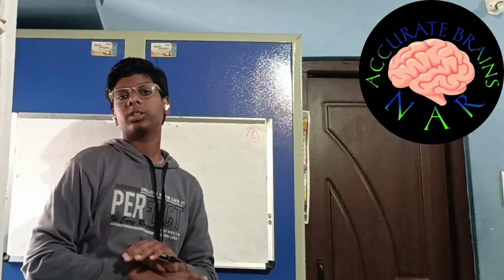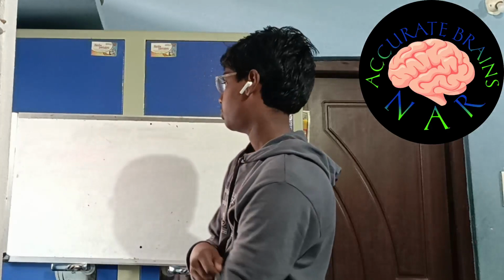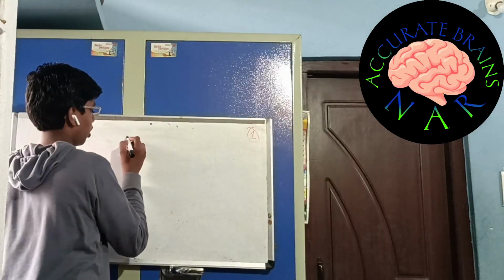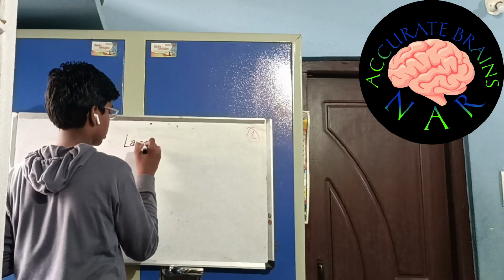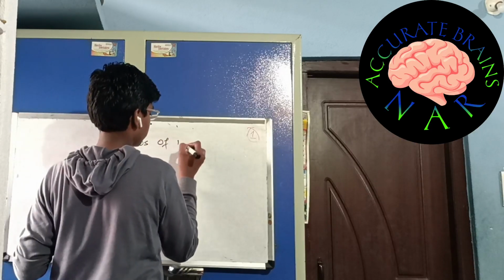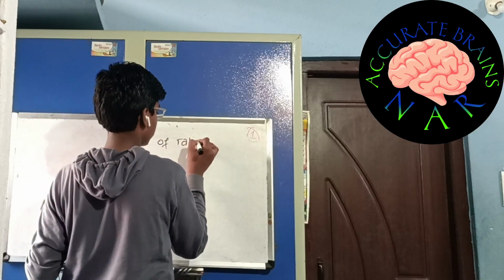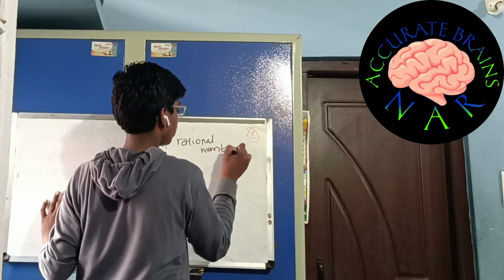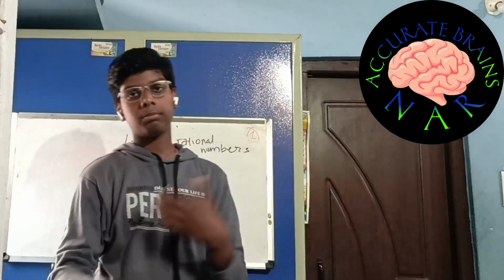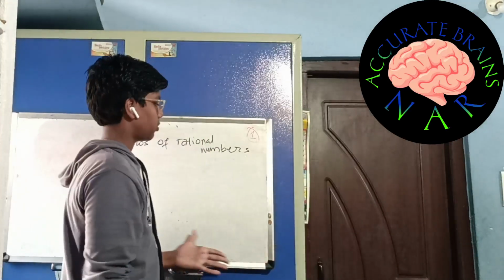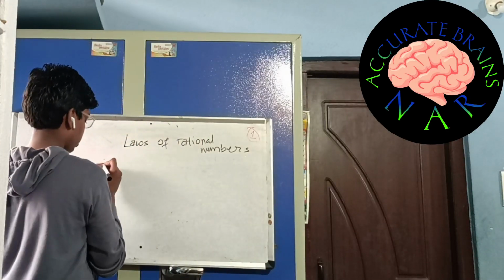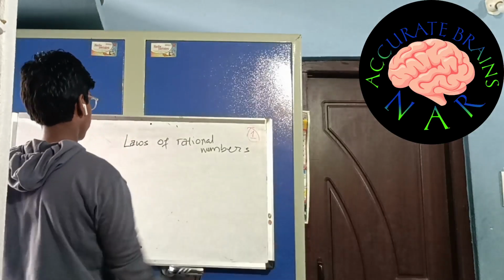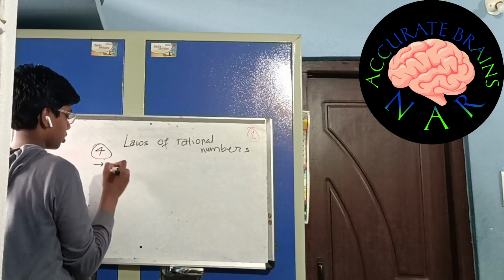Finding in between rational numbers topic is finished. So if we move on to the next topic, we have laws of rational numbers. The laws of rational numbers are nothing but the properties of rational numbers. There are 4 types of laws in the rational numbers.